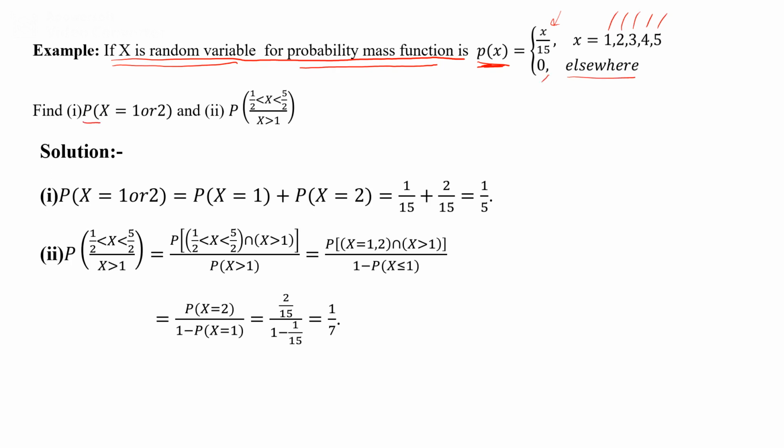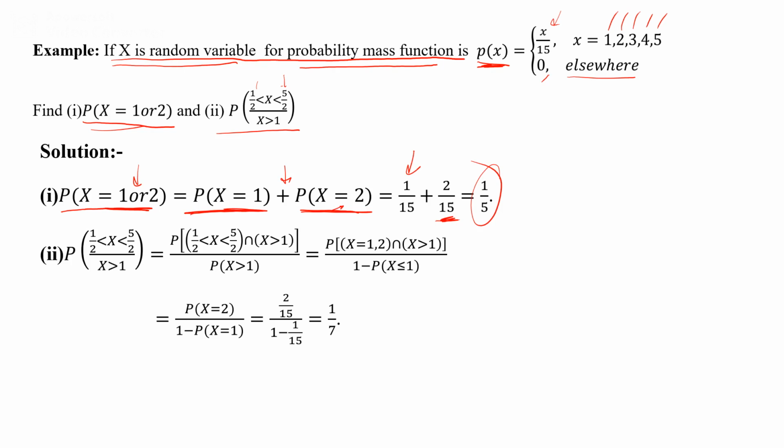We have to find the probability x is equal to 1 or 2, and the second part, the probability when x lies between 1 by 2 and 5 by 2 given that x is greater than 1. So first, we find the probability x is equal to 1 or 2. What does or mean? It means the probability x is equal to 1 plus the probability x is equal to 2. When x is equal to 1, we have x by 15, that is 1 by 15, replacing x equal to 1. When x equal to 2, we write 2 by 15, so we get 1 by 5.